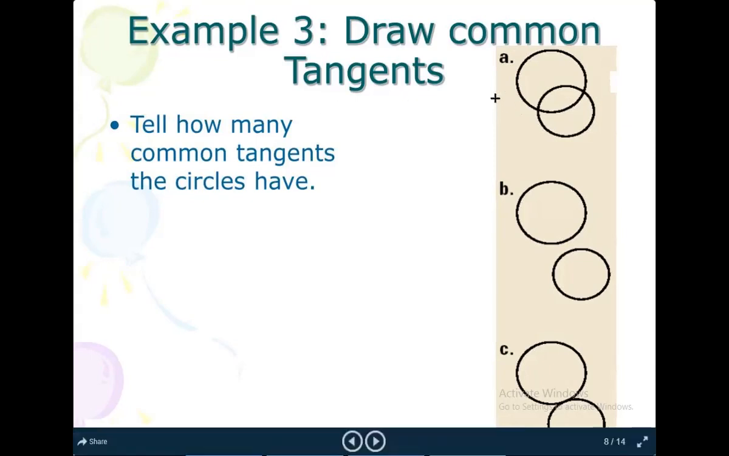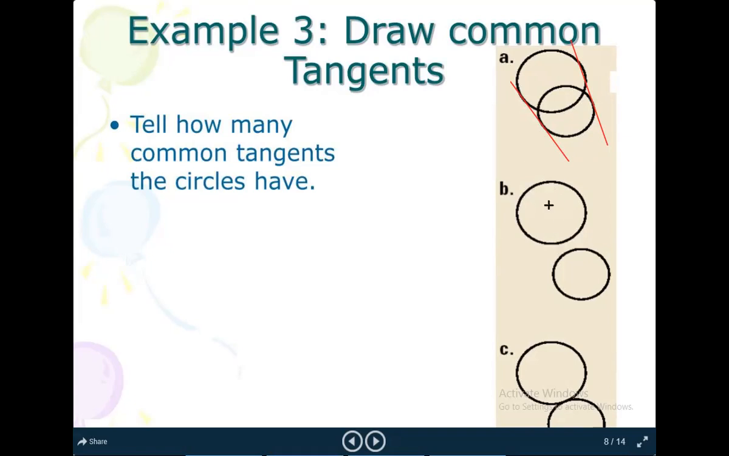We can draw one line from this side. So this is the first one. And we can draw another one from the other side like this. Right? So two intersecting circles, we can draw 2 common tangents.